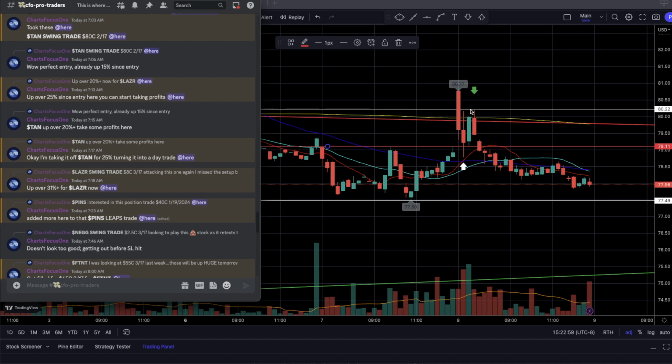And eventually, as the price opened up for the next 15-minute candlestick right over here, we had a slight pop over $80, and I was able to get out around 80.10-ish. All right, and we were able to get out with the 25%, turning it into a day trade. And that is how we got TAN, which was originally a swing trade, into a day trade for a return of 25%.